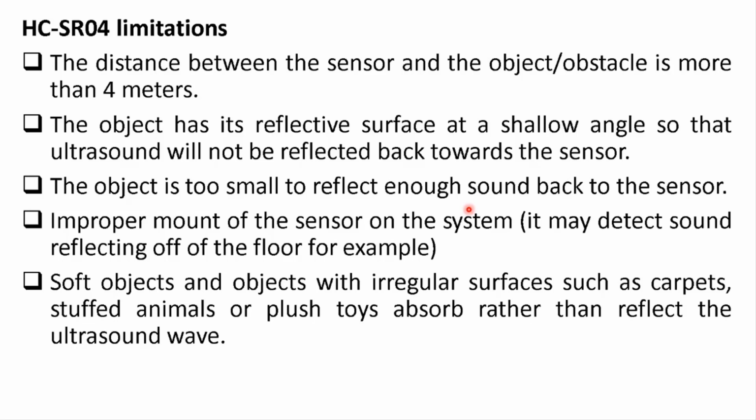HC-SR04 limitations. The distance between the sensor and the obstacle is more than 4 meters. The object has its reflective surface at a shallow angle so that ultrasound will not be reflected back towards the sensor. The object is too small to reflect enough sound back to the sensor. Improper mount of the sensor on the system. Soft objects and objects with irregular surfaces, such as carpets, stuffed animals, or plush toys, absorb rather than reflect the ultrasound wave. We have seen this limitation in the practical example.